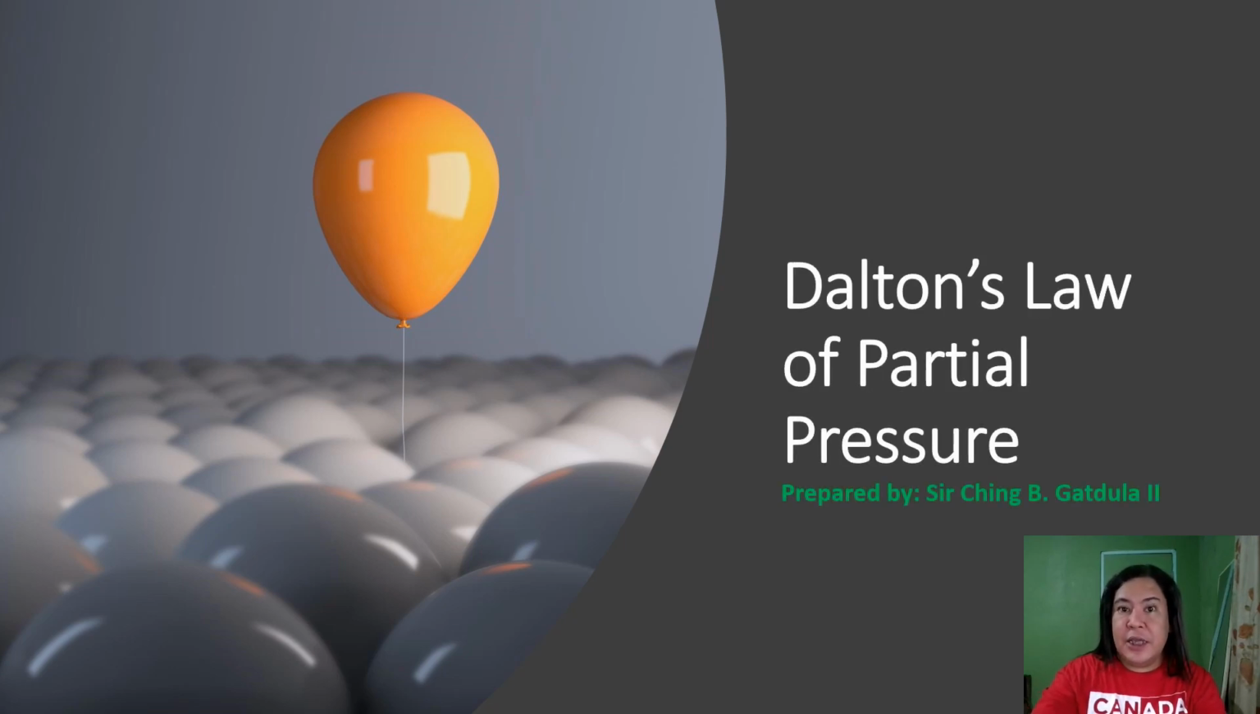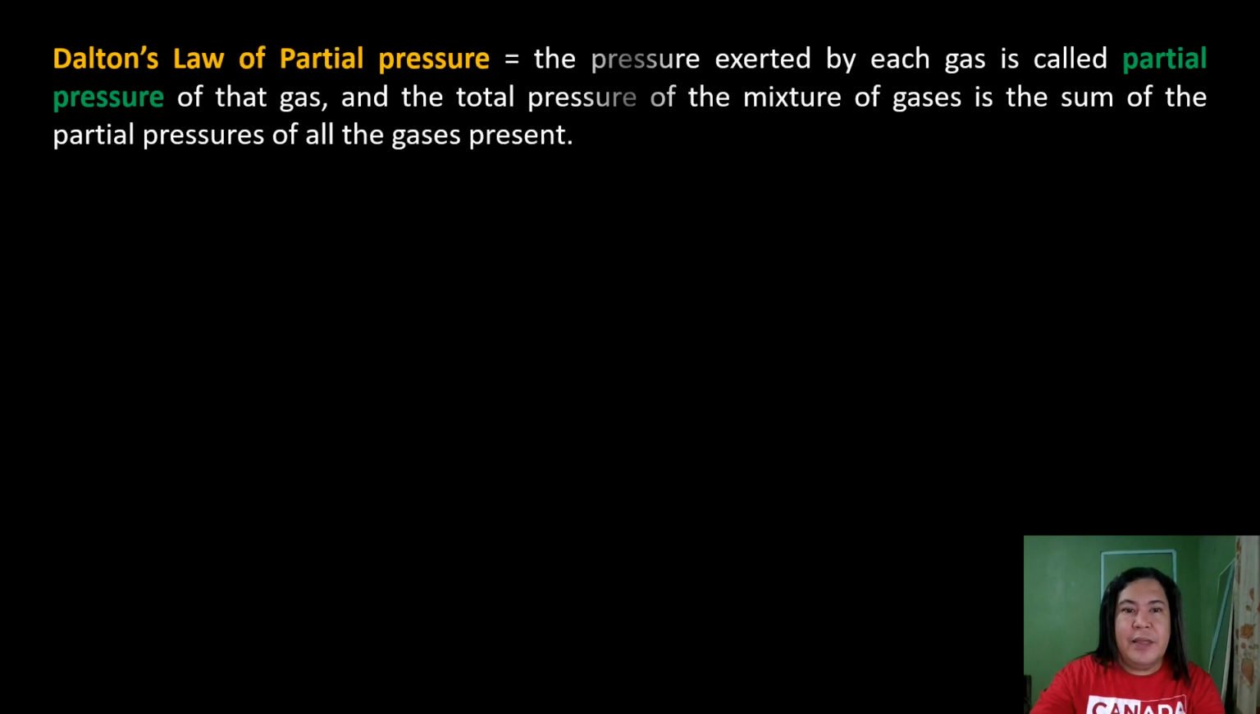For today, we'll be discussing all about Dalton's partial pressure. Dalton's partial pressure involves the different pressures exerted by the different gas substances. In Dalton's law of partial pressure, the pressure exerted by each gas is called the partial pressure of the gas. The total pressure of the mixture of the gases is the sum of the partial pressures of all the gases present.